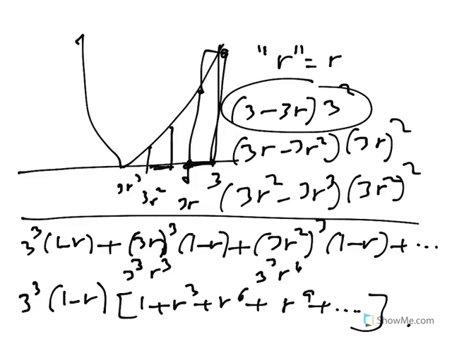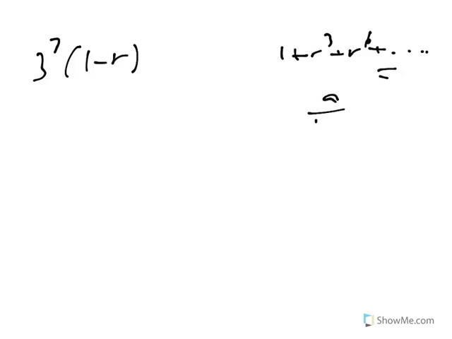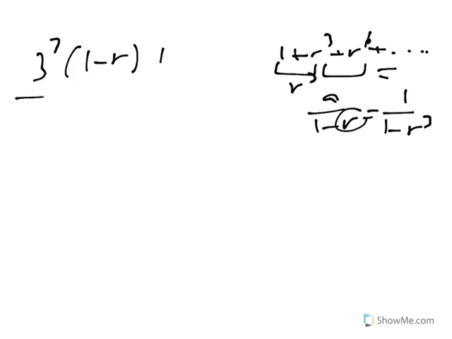Now, not so obvious from looking at it, but this thing here is a geometric series. Each term is the term before times r cubed. So that means that the sum of 1 plus r cubed plus r to the 6 plus dot dot dot is a over 1 minus whatever the common ratio is, which is 1 over 1 minus r cubed. Funny, in this case r cubed is like the r value. So I have times 1 over 1 minus r cubed.